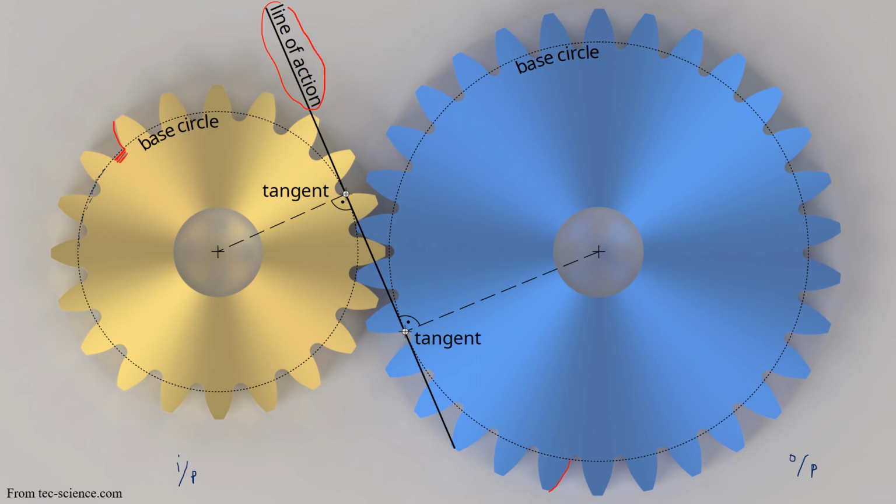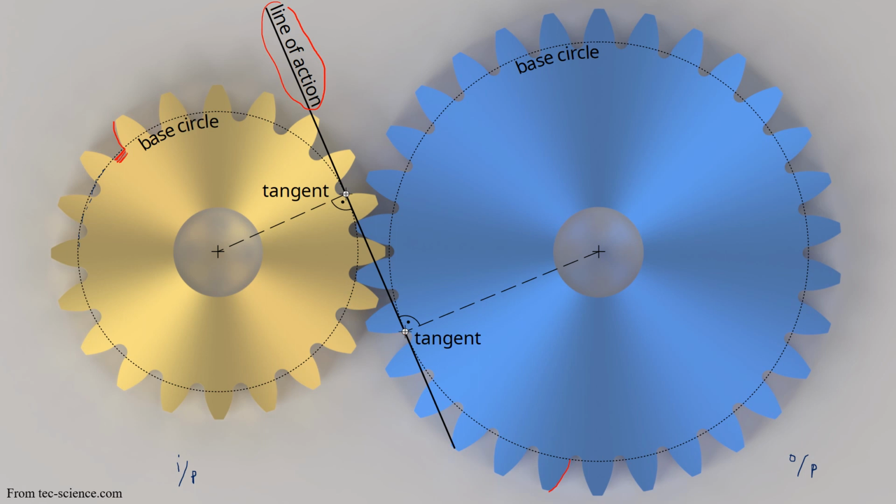Now, in order to find that line of action, what I would suggest is to draw a line which is tangent to both the base circles. It is going to start from some point on the base circle for the golden gear and some point on the base circle of the blue gear. And that is the line of action on which the force is going to be transmitted from one gear to the output gear.